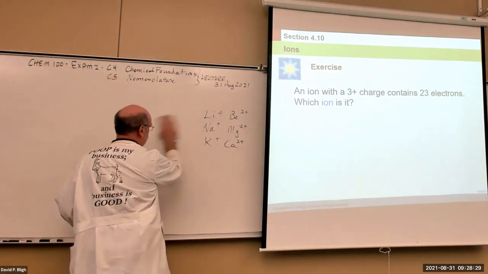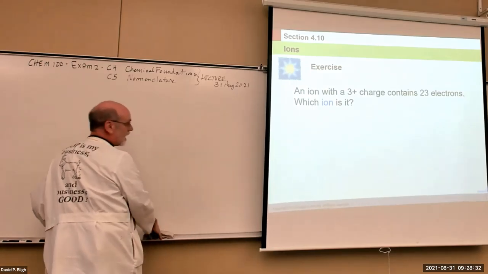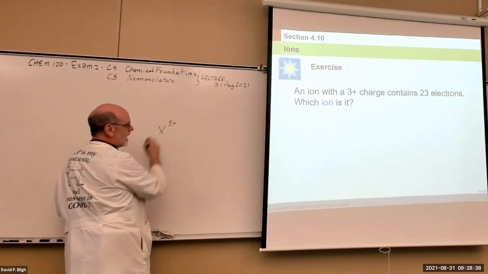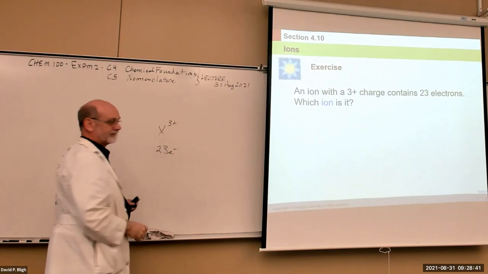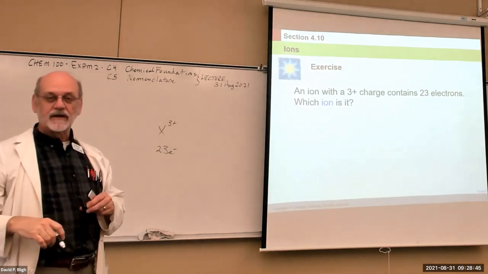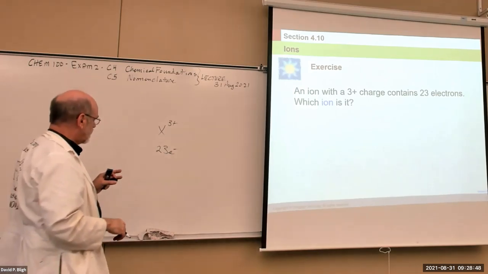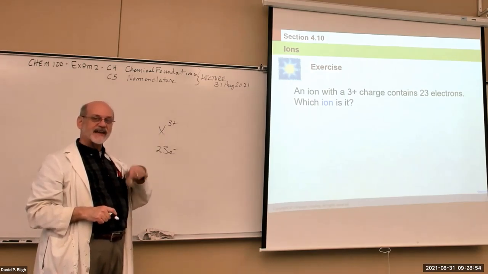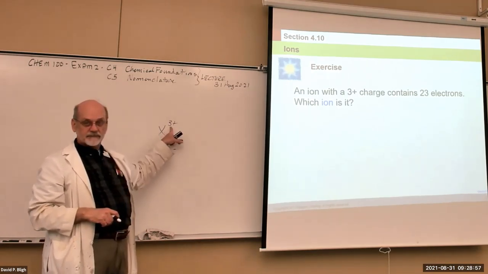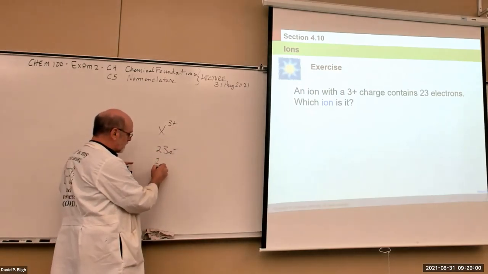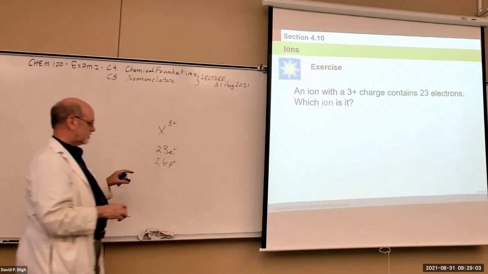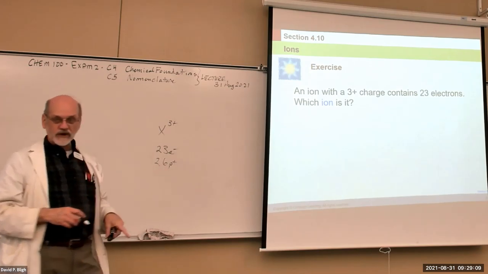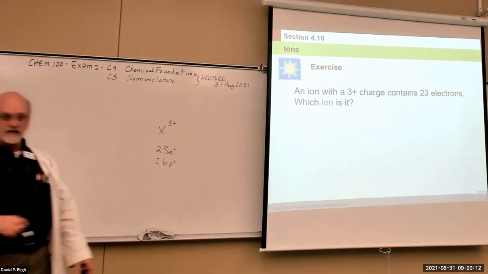All right, so let's see if we can use what we know now to identify an ion. It has a 3+ charge and it has 23 electrons. Okay, so how do we identify the element? We need to find out the number of protons. So if it's a 3+ charge, that means it has 3 more positive charges than negative charges. So that means this one has to be 26 protons, right? 3 extra pluses to the minuses. Now we can find out the element. 26 is what? Turns out to be iron.